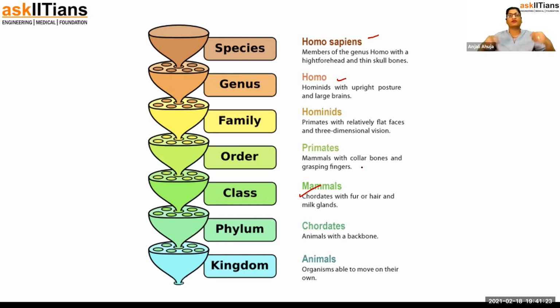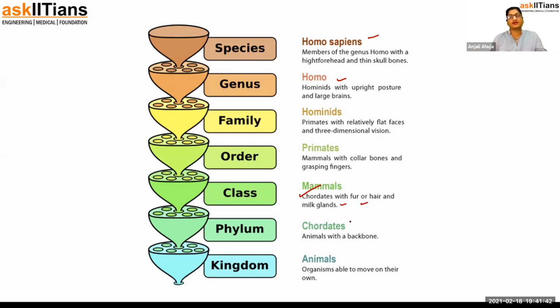Primates are mammals with collarbones and grasping fingers. Mammals, that's the biggest category, covered with fur or hair and with milk glands. All the mammals, whichever organism is feeding its baby, are mammals because they have mammary glands, which help in the feeding.